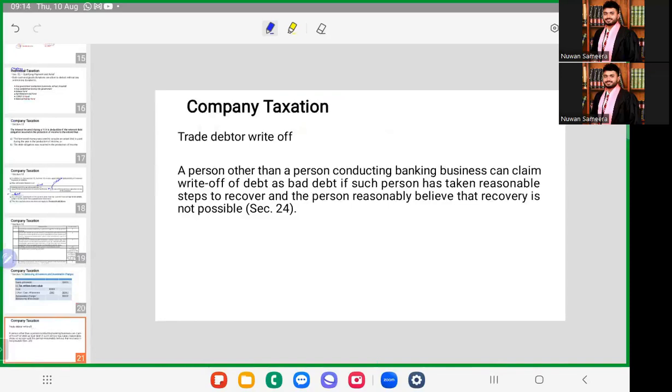Regarding trade debtor write-off, if there is an actual write-off, that is allowed, provided the person has taken reasonable steps to recover and reasonably believes recovery is not possible. Then actual bad debts, or trade debtor write-off, are allowed. But any special provision or general provision on trade debtors is not allowed to be deducted as an expense.